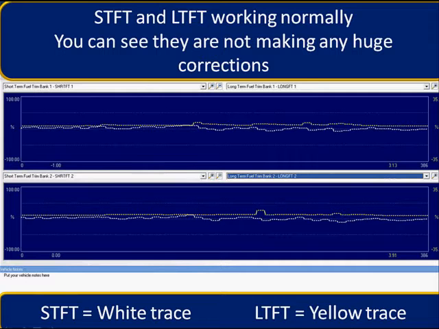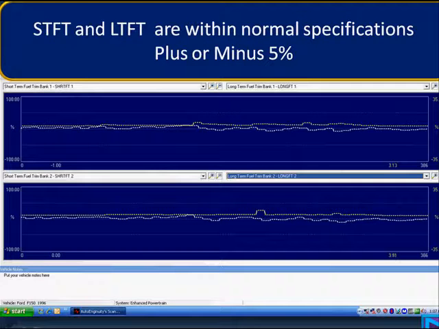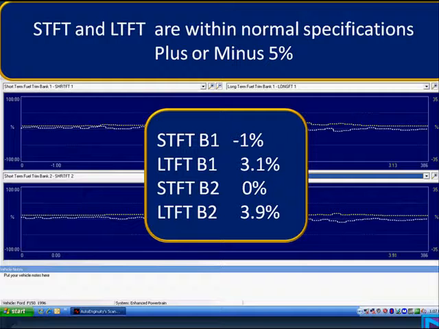But let's go back and look at what's going on here. Here's our normal values. They're looking good. They're working normally. They're not making huge corrections. We don't have a fuel delivery problem. If they're way out of range, if they're plus or minus 5%, we like to find out why. Older vehicles, high mileage, sometimes we live with 5%, but we like to see them under 5, never anywhere near 10. So we're looking at things like here, short-term, B1, minus 1%, long-term, B1, 3.1%, short-term, B2, 0%, long-term, bank 2, 3.9. That's typical type readings. We haven't got anything to worry about here yet.